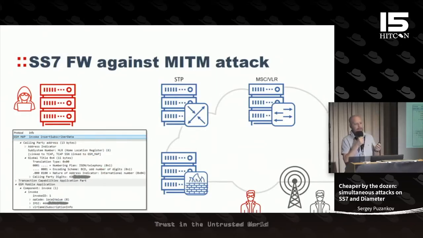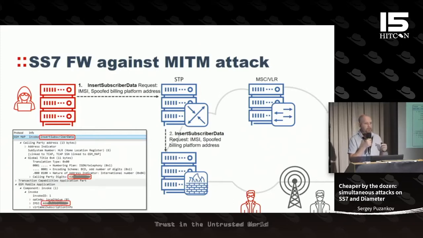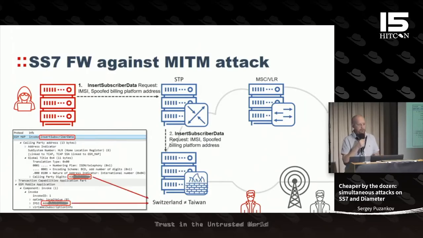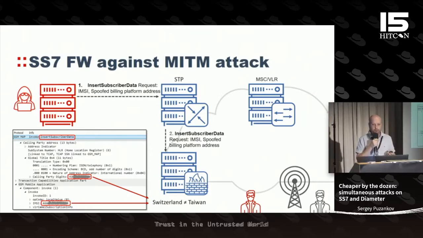How does it work against the man-in-the-middle attack? Again, our intruder sends an insert subscriber data signaling message to the network. The STP receives this message and sends it to the SS7 firewall. The SS7 firewall understands this insert subscriber data. This is, again, a category 2 signaling message, so it should compare the source operator with the subscriber's operator. Switzerland and Taiwan, two different countries with two different operators. That's why this message should be blocked on the border, and the attack is not possible.